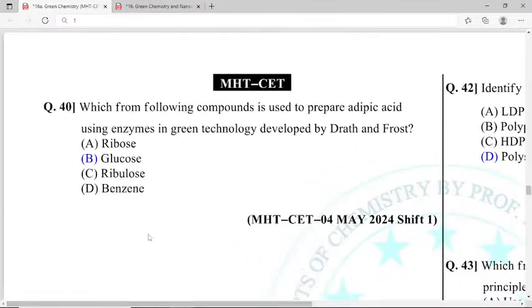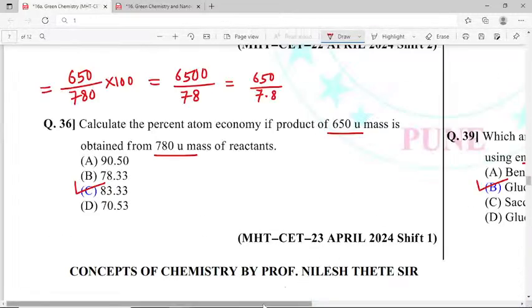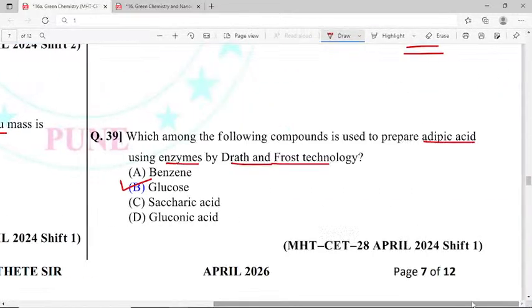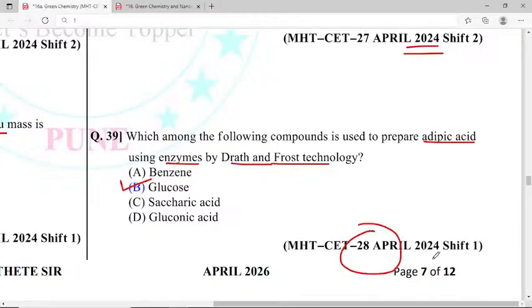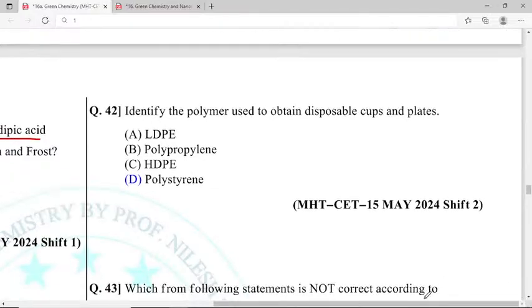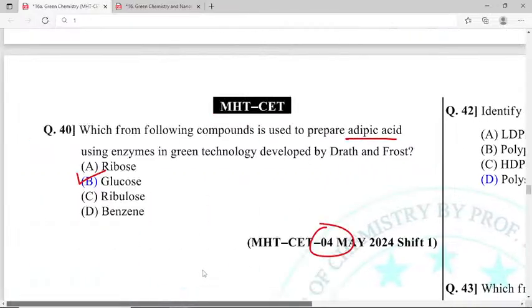Which from following compound is used to prepare adipic acid? Same question, date changed. Glucose. So glucose is your answer. Same question, 4th May 2024. Next, this question also appeared on 28 April 2024. Same question, 28 April 2024, shift 1, and the next one also, 4th May 2024, shift 1.